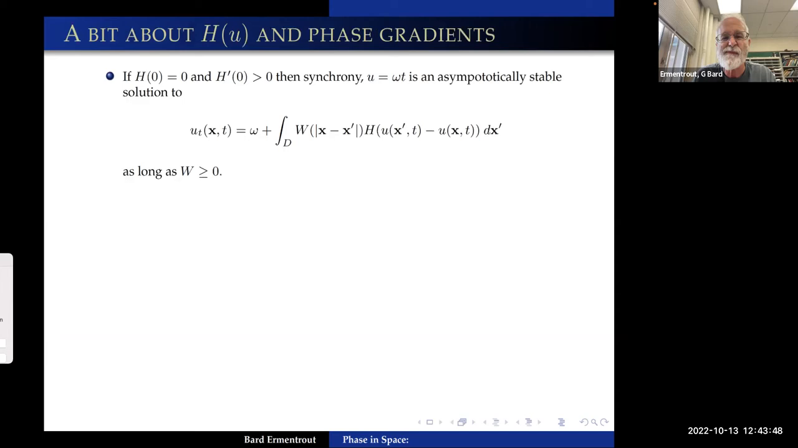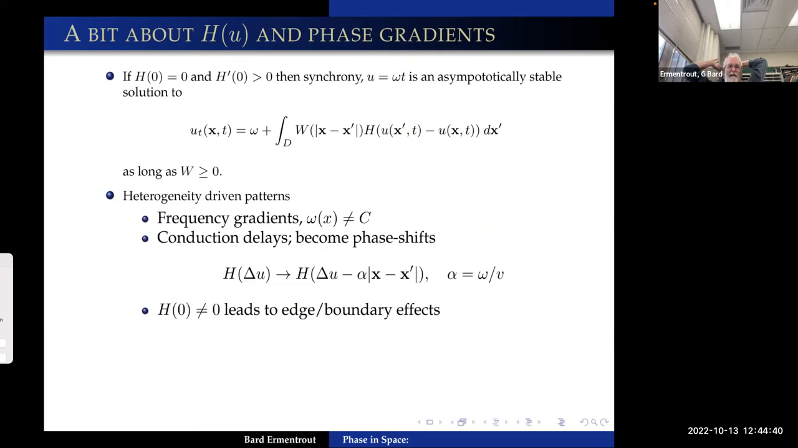So if H of 0 is 0, and H prime of 0 is greater than 0, then U equals omega t is asymptotically stable for the homogeneous network. So without any kind of heterogeneities, in arbitrary dimensions, if W is a non-negative kernel and H prime of 0 is positive, then synchrony is always an asymptotically stable solution. So without heterogeneities or the development of some sort of singularities, we're always going to get synchronization.